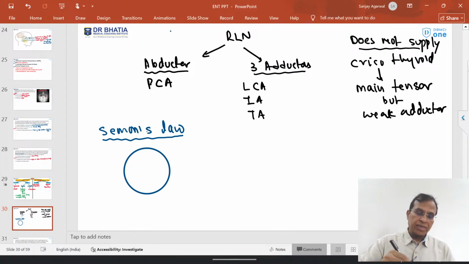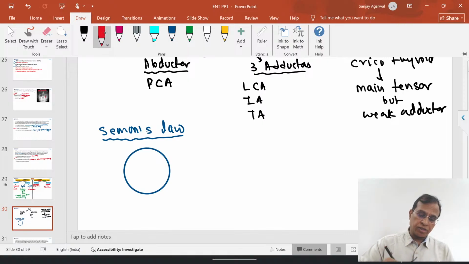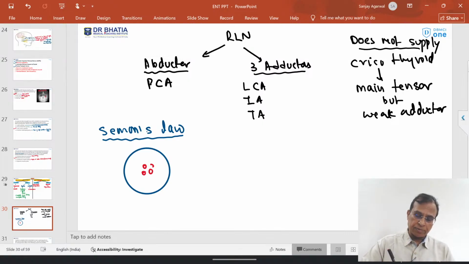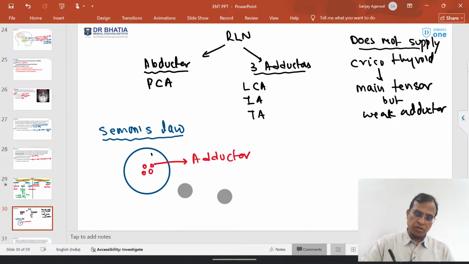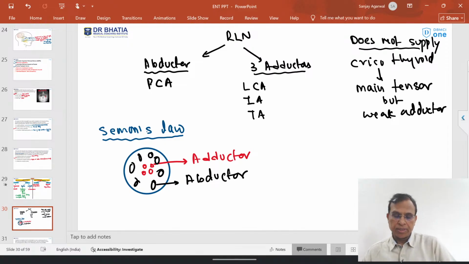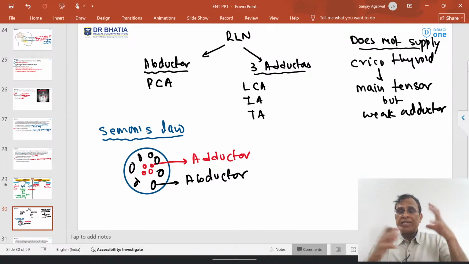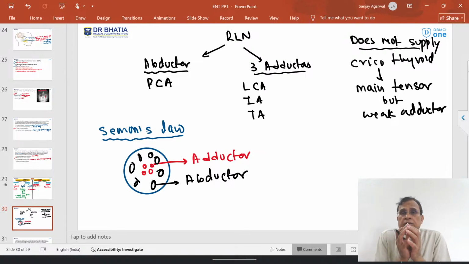बट व्हाट इज सेड दैट इन द सेंटर ऑफ द नर्व आर द अडक्टर फाइबर. अंदर अडक्टर है and bahar abductor fiber. Outside, on the outer side, here are the abductor fiber. Right? This is what Simon said. कि इस तरह से अरेंज्ड फाइबर्स है, मिक्स नहीं है, ग्रुप है. अंदर अडक्टर वाले मिले हुए, चारों तरफ से अबडक्टर्स ने उनको घेरा हुआ है.